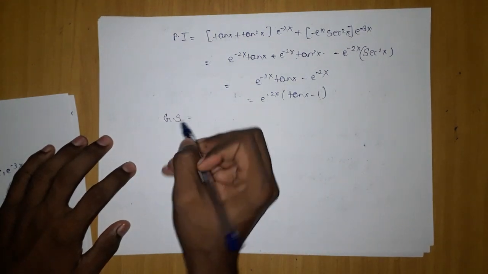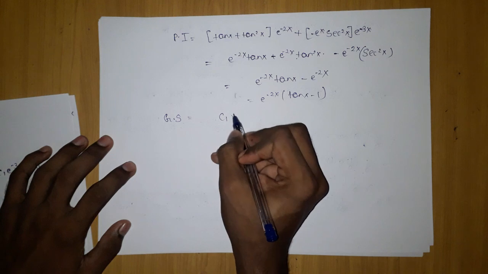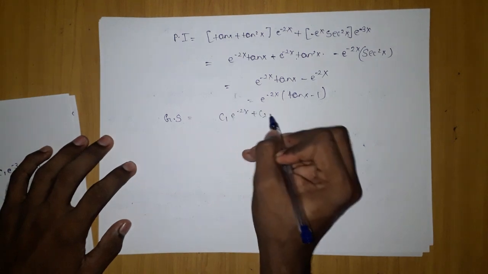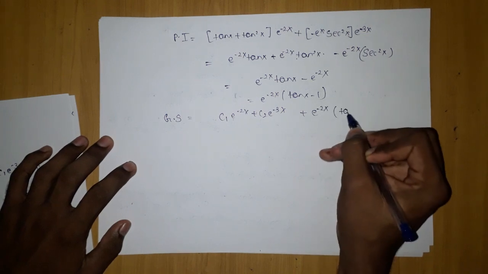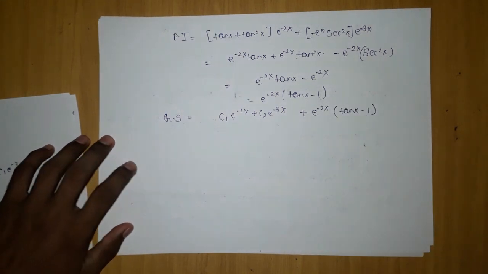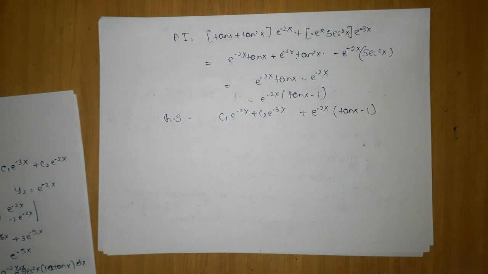General solution is very simple. For this it will be c1 e to the power minus 2x plus c2 e to the power minus 3x plus e to the power minus 2x into tan x minus 1. So what happened is that u of x and v of x are interchanged, and so are y1 and y2, and we are getting the same answer, which is this.